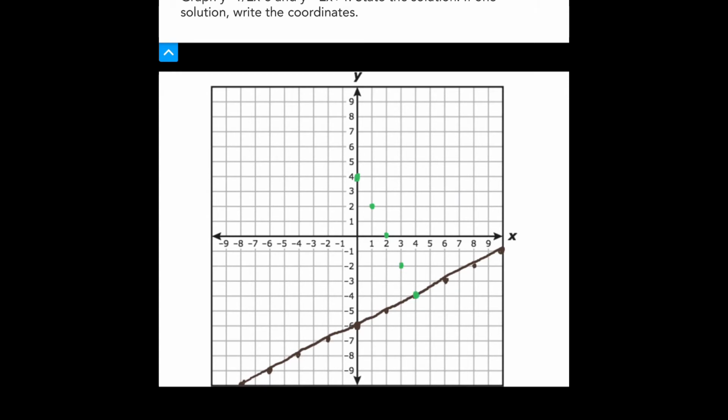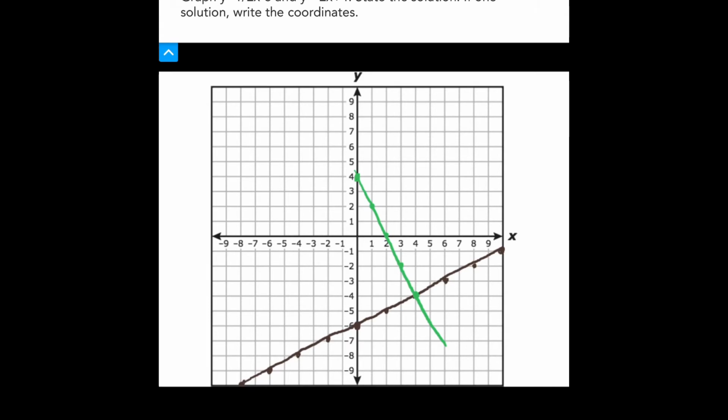So right where that last point ended is where our two lines are crossing. Remember, your second line, you only have to graph until your two lines meet. After that, you don't have to do anything else.